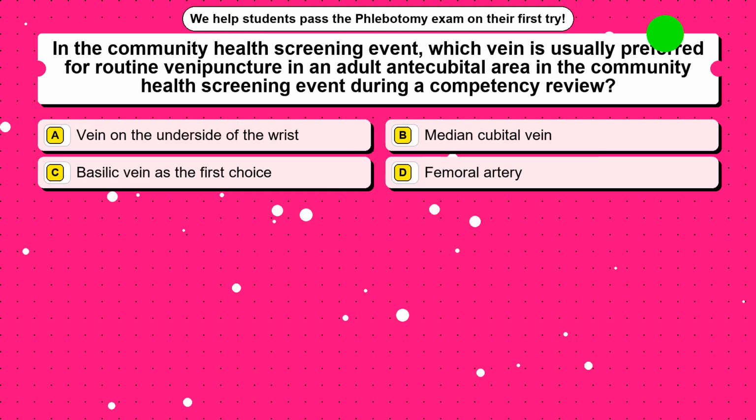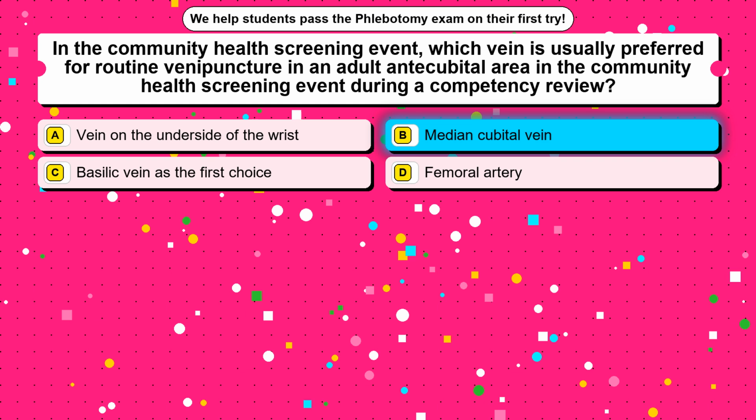Question 12. In the community health screening event, which vein is usually preferred for routine venipuncture in an adult antecubital area during a competency review? Option A, vein on the underside of the wrist. Option B, median cubital vein. Option C, basilic vein as the first choice. Option D, femoral artery. The correct answer is option B, median cubital vein.